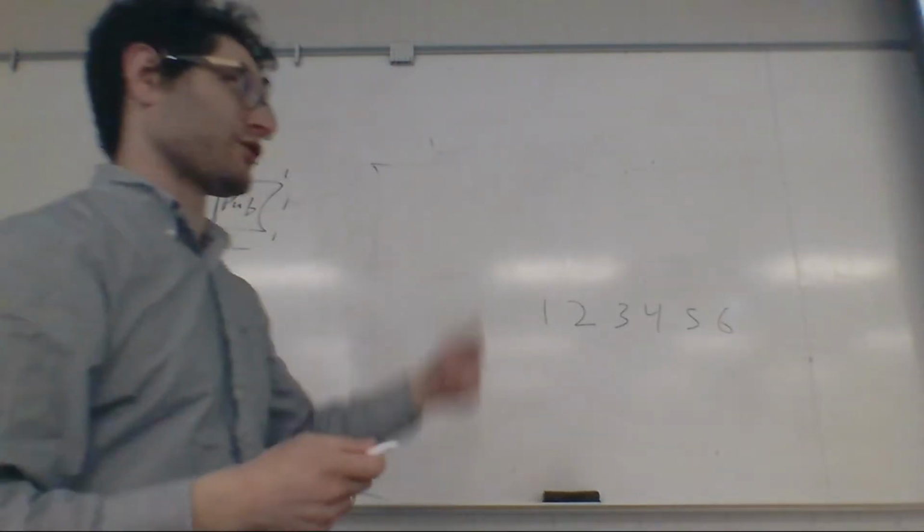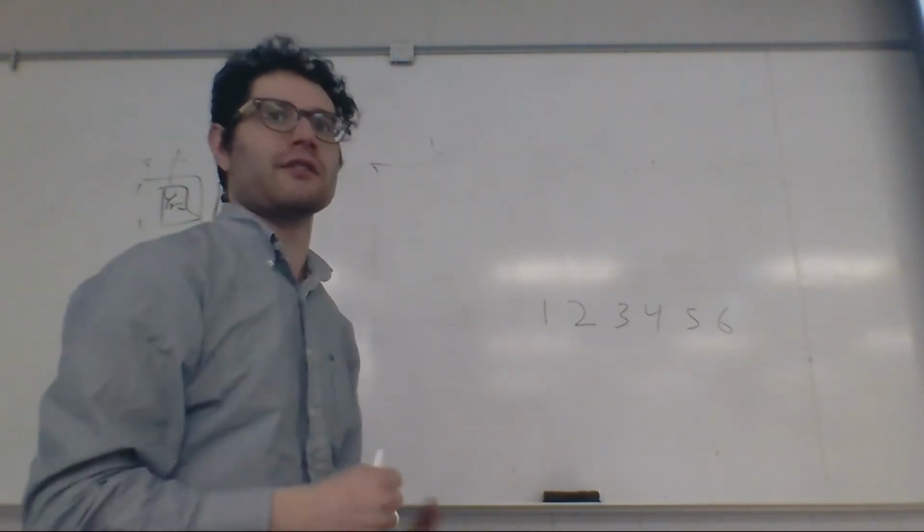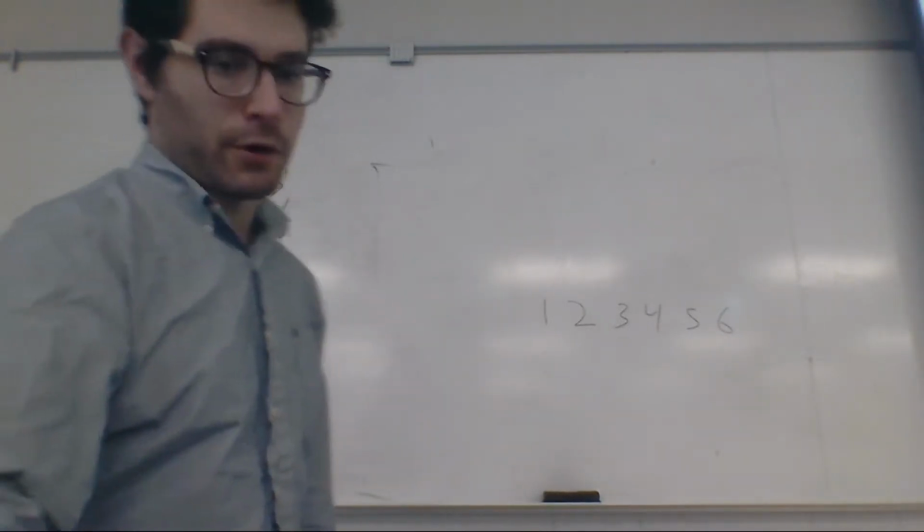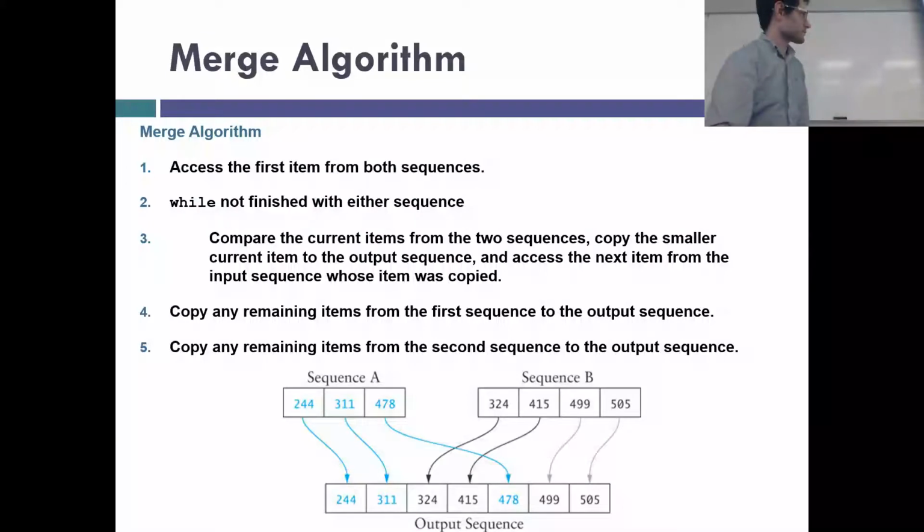And the comparisons for leftover items are, is there still items left? So their example is this, right? To merge, look at the first item in both sequences while we're not finished. Compare the two items from the two sequences, copy the smaller current item to the output, right?